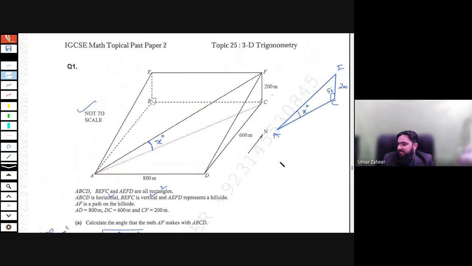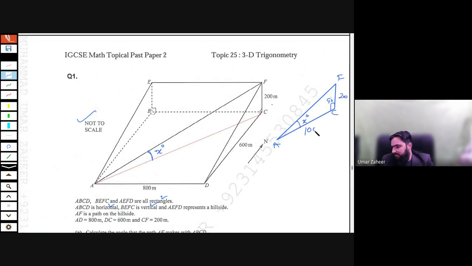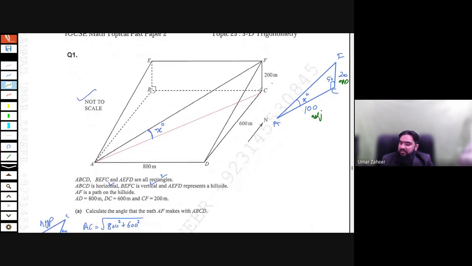Now we have this length, 1000. So why do we need to work in this triangle? According to angle X, this side is going to be opposite and this will be adjacent. We need to find the angle. It's a right angle triangle. Yes, how can we find this angle?